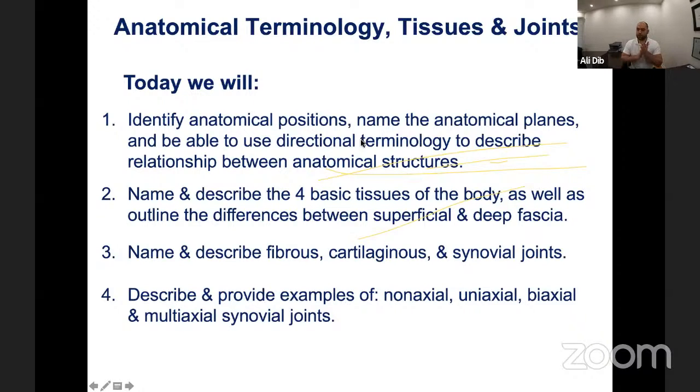But yeah, today we're going to be identifying anatomical positions like we did last time. We're going to talk about the planes. I know it's some of the boring stuff, but it's going to be really important to go over. We're going to talk about the basic tissues of the body. We're also going to be talking about the different types of joints, as well as the degrees of motion.